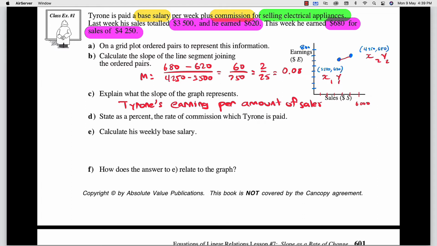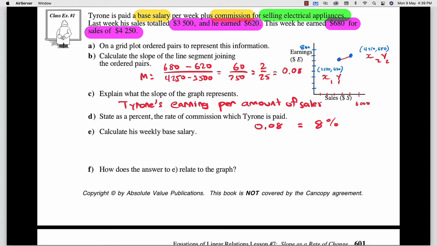Okay, so 0.08, if I put that as a percentage, I want to multiply that by 100, so it's 8%. So basically, whatever he sells, he gets 8%. So if he sold $100 worth of electrical appliances, he will get 8%.